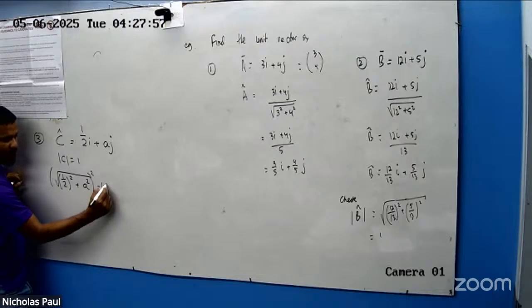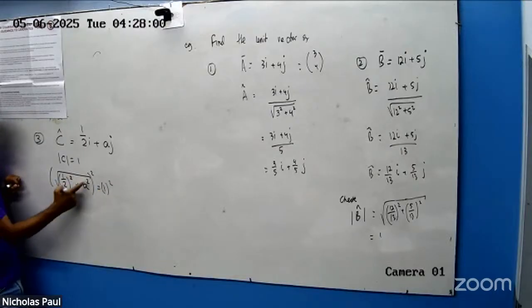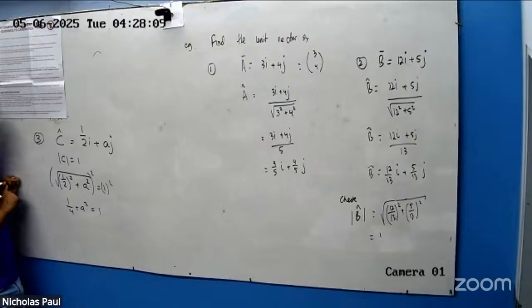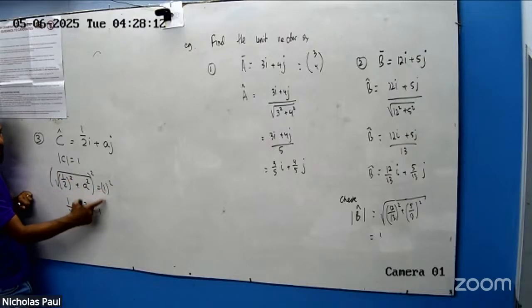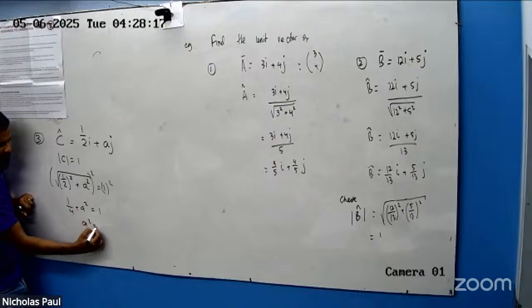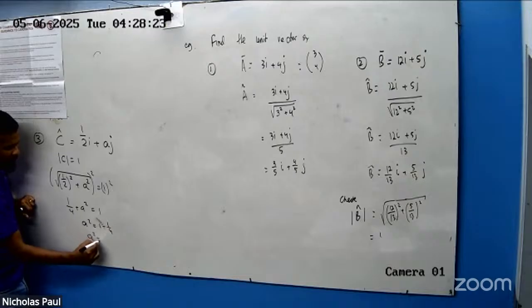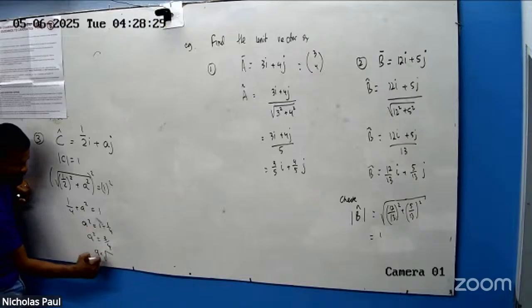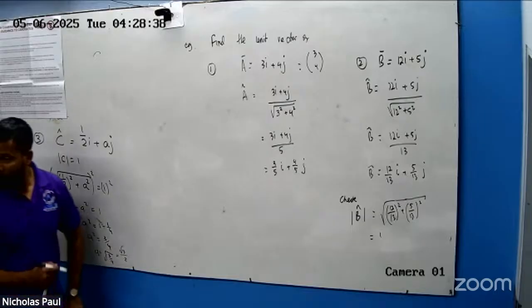If I square this, I end up with a half squared, which is a quarter, plus A squared, equals 1. The square of a square root is just this. Moving across the quarter, A squared is 1 minus a quarter. A squared is 3/4. Then A is the square root of 3/4, which is root 3 over 2. Okay? That's it. Let's go again.